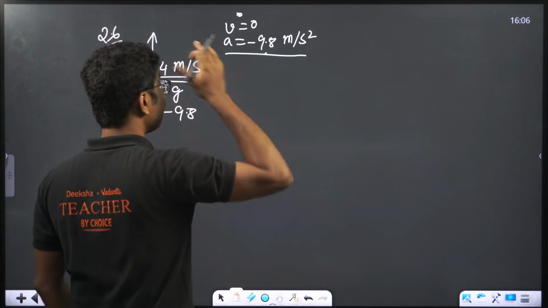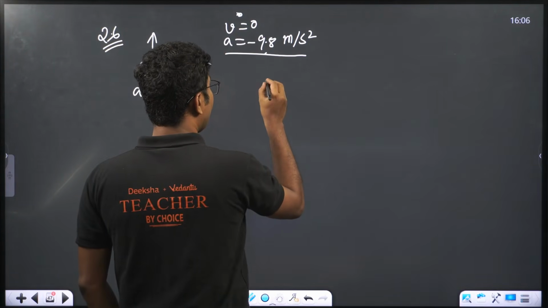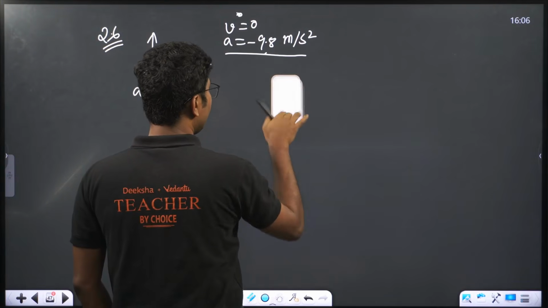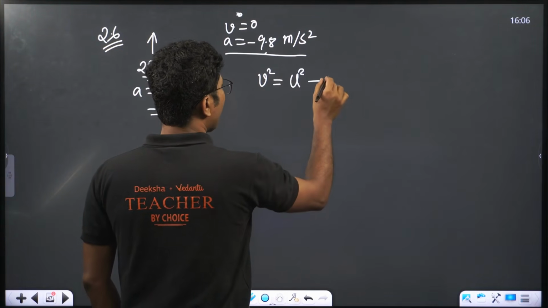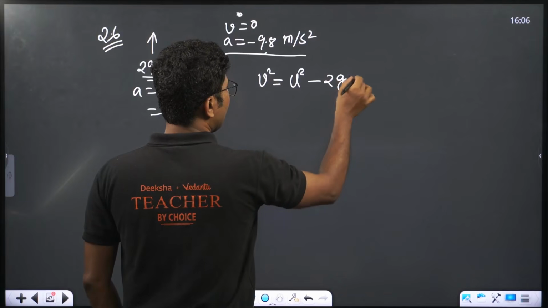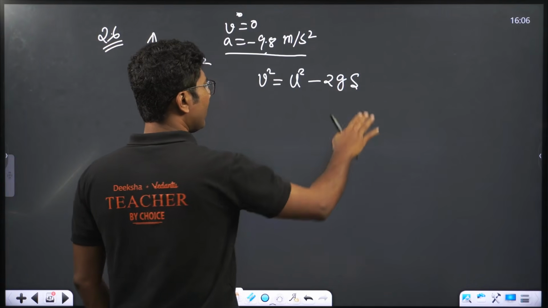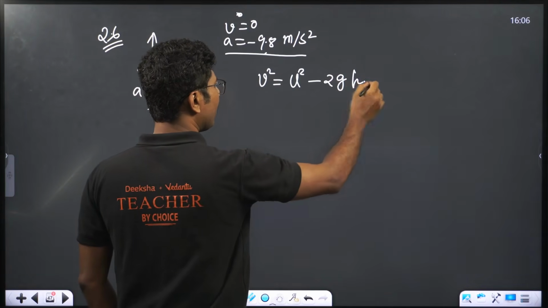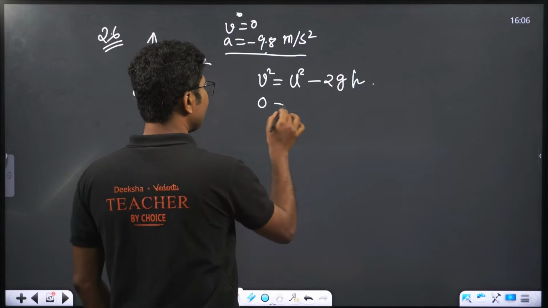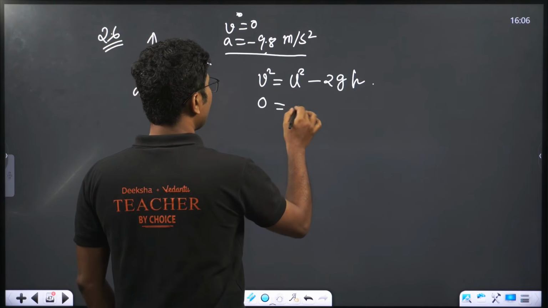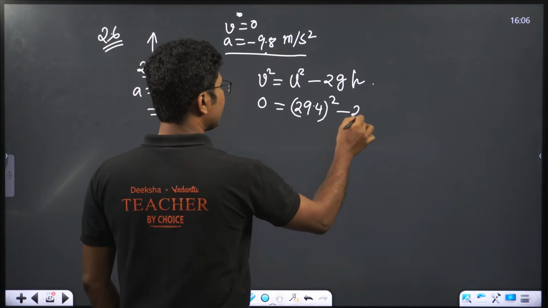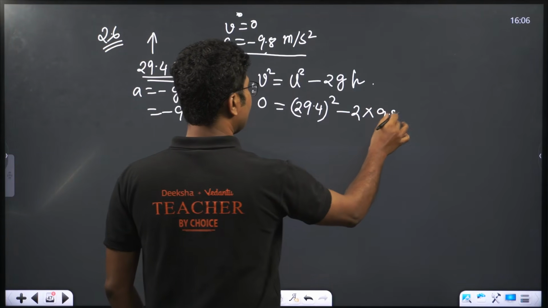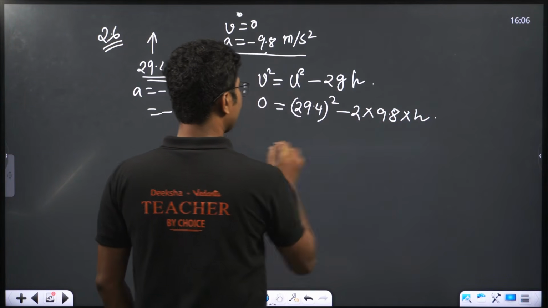Okay, so height reached. What is the formula for height reached? V square equals U square minus 2GS. Directly I am using this formula. Don't worry, you can use that as well. So V is equal to 0, U is 29.4, whole square minus 2 into 9.8 into H. So you need to calculate H.